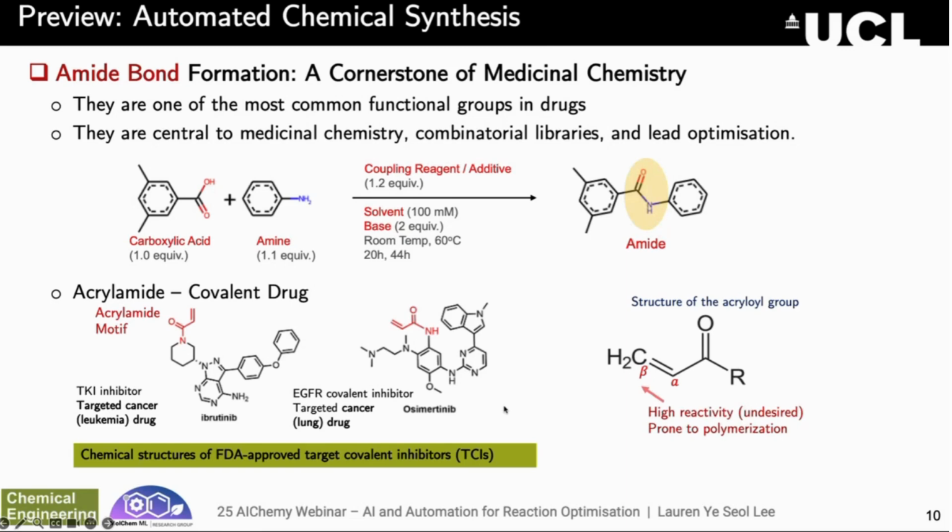Also, one motif we were especially interested in was acrylamide, which can form covalent interactions with biological targets. This motif can be attached perhaps through the amide coupling reaction. But of course, there is difficulty. As you can see in acrylic acid, one of the starting materials, you see an unsaturated alpha-beta carbonyl, and these make them prone to unwanted side reactions. So careful selection of reaction conditions is essential.